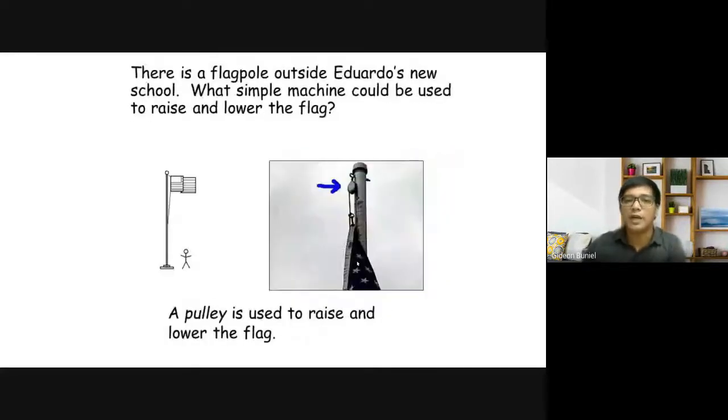There is a flagpole outside Eduardo's new school. What simple machine could be used to raise and lower the flag? Of course, as I've explained earlier, a pulley is used to raise and lower the flag. So we have here the pulley. Just imagine that this is the flag of the Philippines.